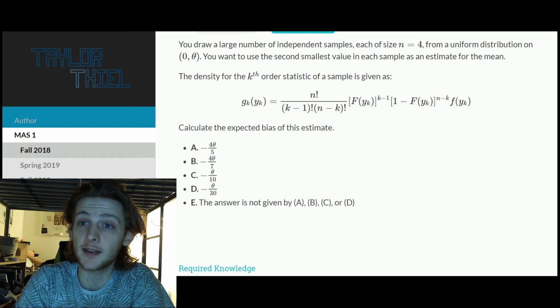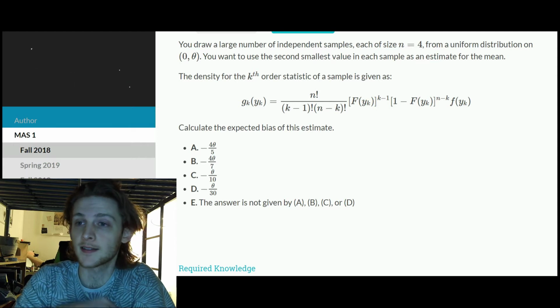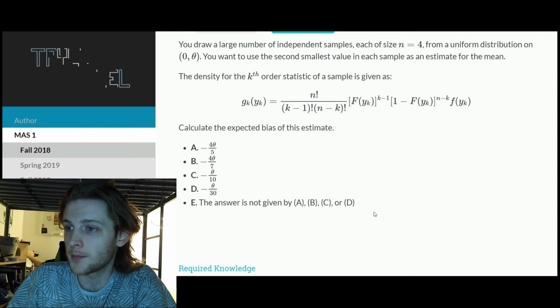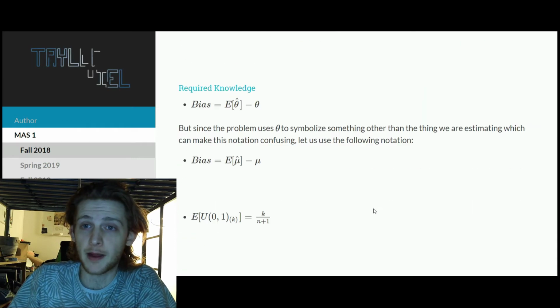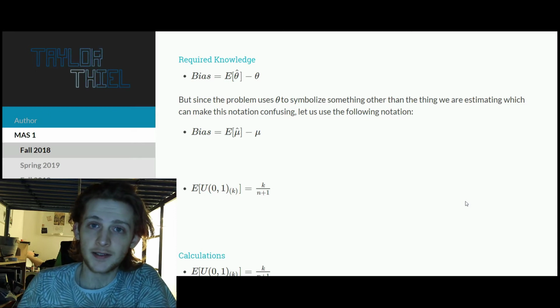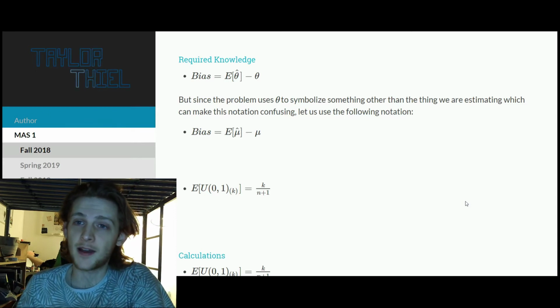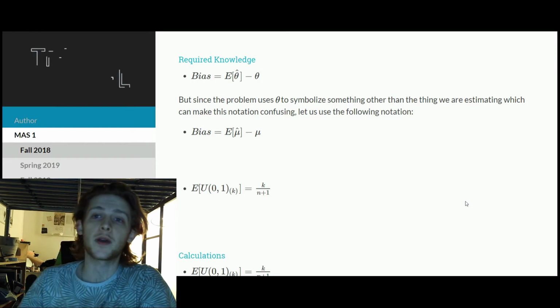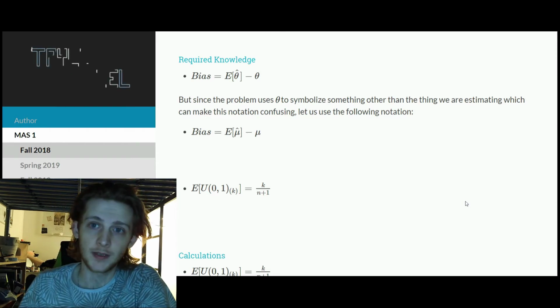Today we're going to be talking about order statistics. Feel free to pause if you need to read the problem. But the first thing we're going to talk about is actually bias. So bias is the difference between the expected value of the estimator you have and the actual true value.